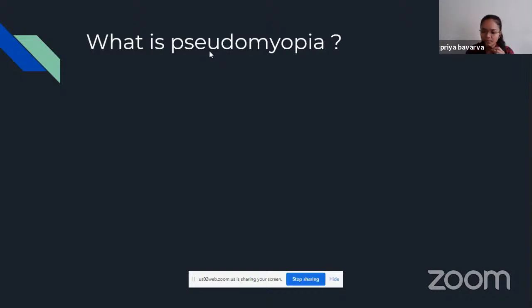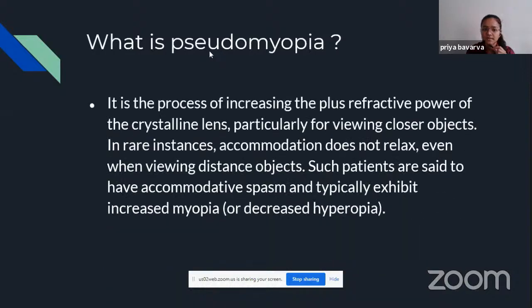So what is pseudomyopia? Pseudomyopia is the process of increasing the plus refractive power of the crystalline lens, particularly for viewing closer objects. Due to accommodation, the power of the crystalline lens increases on the plus side. In rare instances, accommodation does not relax even when viewing a distant object due to the plus refractive power. The lens is unable to relax and is stuck in its position. That's why the patient is not able to relax their accommodation for distance, and then the patient sees blurred distance vision.